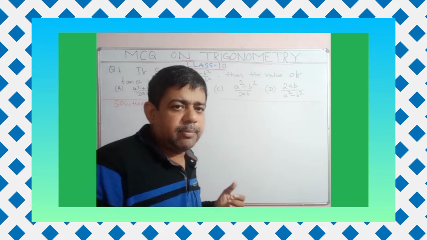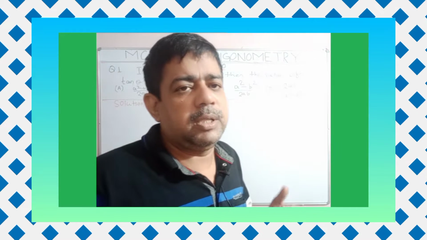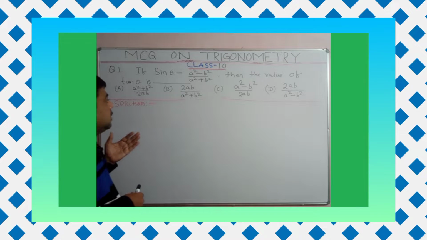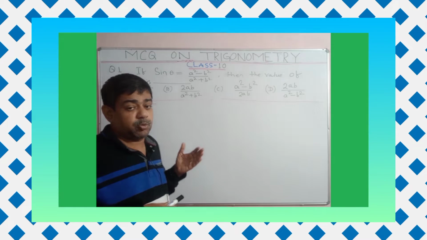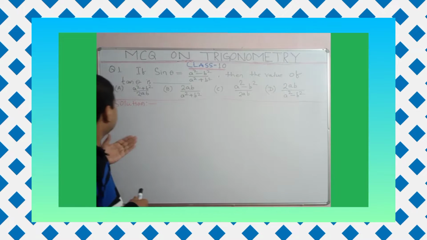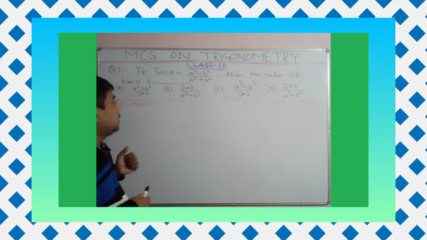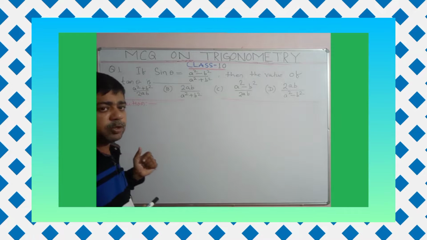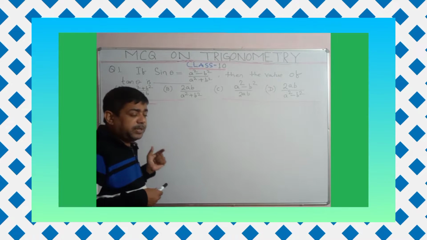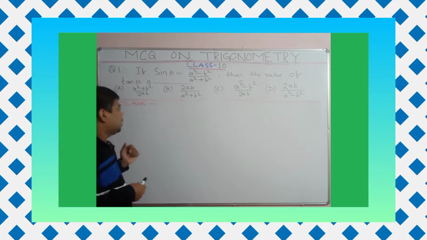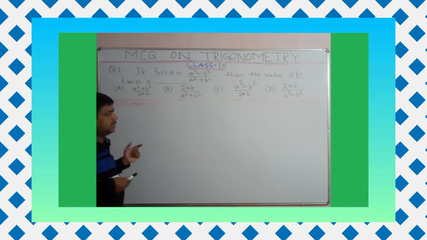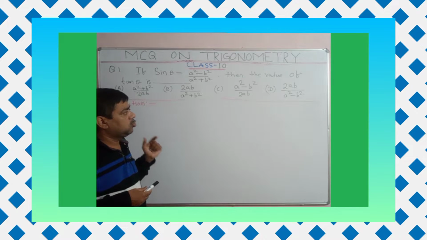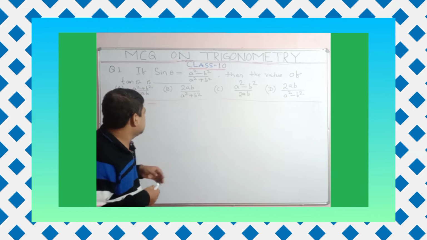Here I am discussing one question for you, and the question is: if sine theta is equal to (a square minus b square) divided by (a square plus b square), then find the value of tan theta. Option A is (a square plus b square) divided by 2ab, option B is 2ab divided by (a square plus b square), option C is (a square minus b square) by 2ab, and option D is 2ab divided by (a square minus b square).